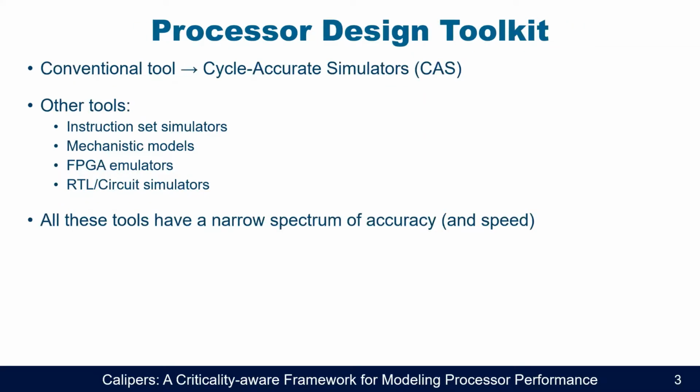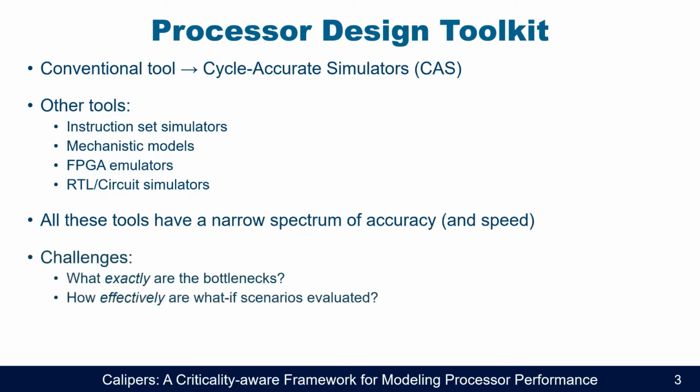The most commonly used processor design aid is cycle-accurate simulators. Cycle-accurate simulators can provide fairly accurate performance or execution time of a program running on a model processor in cycles. But there are also many other tools with different capabilities. For example, instruction set simulators are faster than cycle-accurate simulators, but can only count the total number of instructions executed. Mechanistic models can also be fast and estimate performance penalties using hand-constructed analytical models. FPGA emulators and circuit simulators are greatly accurate, but take an extreme amount of effort to develop. A common characteristic of these tools is that they typically offer limited or no options for tuning the accuracy as well as the speed.